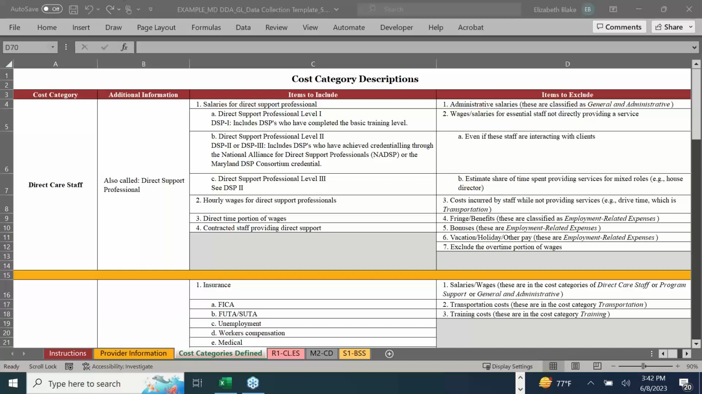Great, thank you. And another question related to overtime, again, seeking some clarity. Just want to be clear on the overtime. If paid time and a half, are we saying that only the half is recorded as ERE? Yes. So it's the overtime portion of the wage only that is reported as ERE.